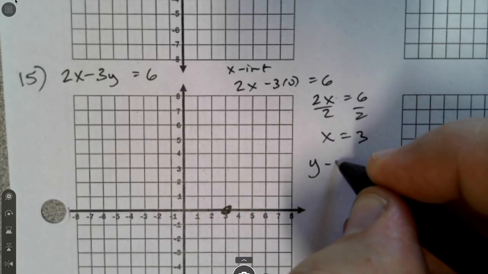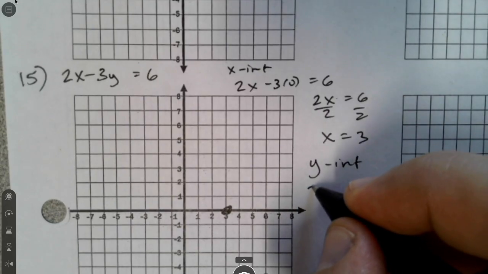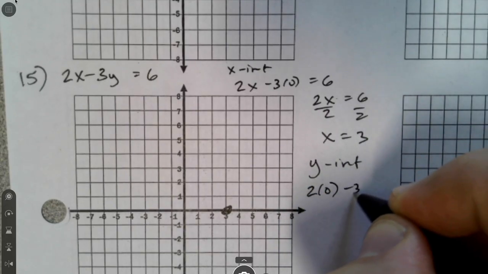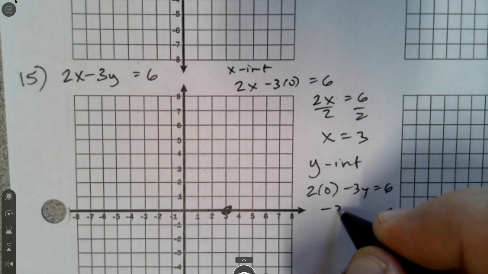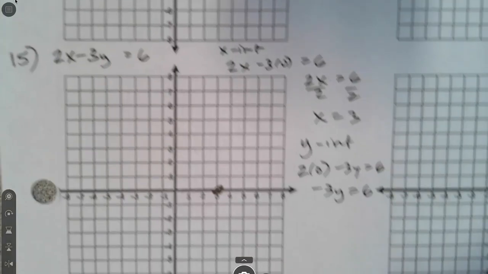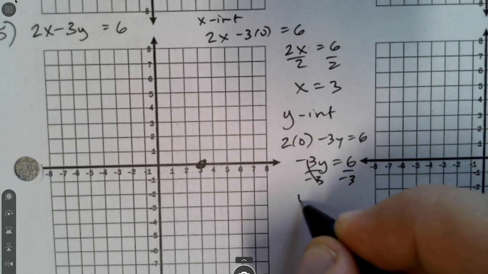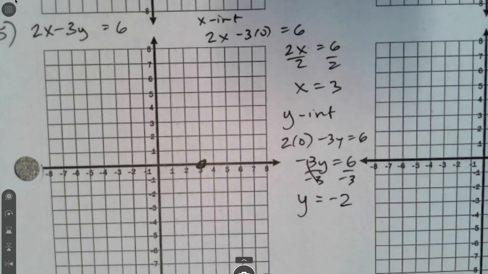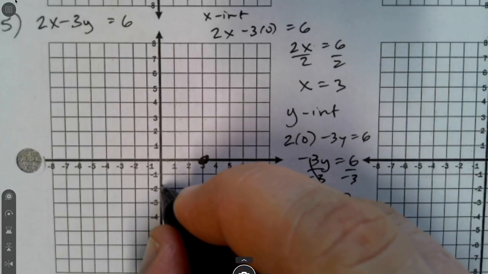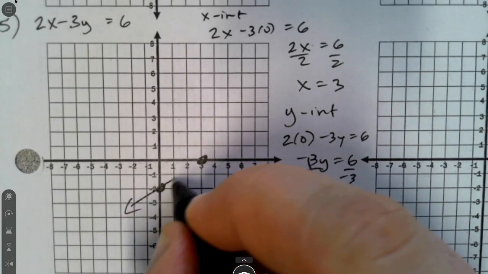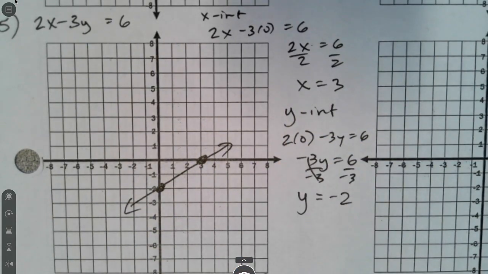Now for the y-intercept, plug in 0 for x, giving us negative 3y equals 6. Then we divide both sides by negative 3. We get y equals negative 2. So our y-intercept is at negative 2, and we'll draw a line through those two dots, and we have our line.